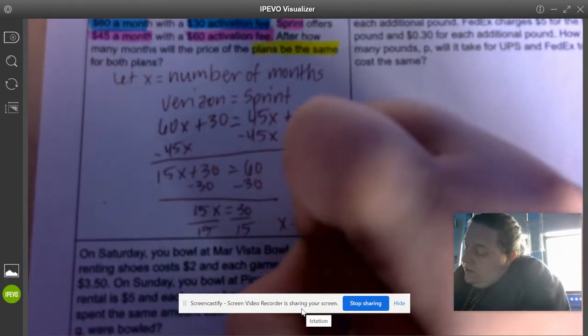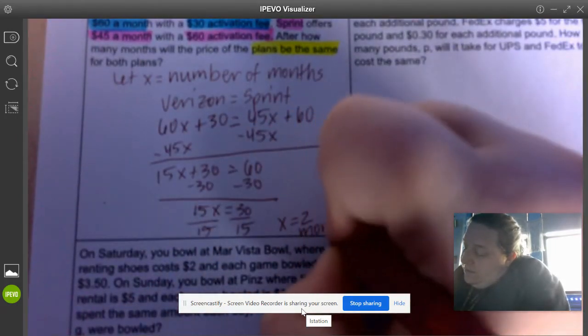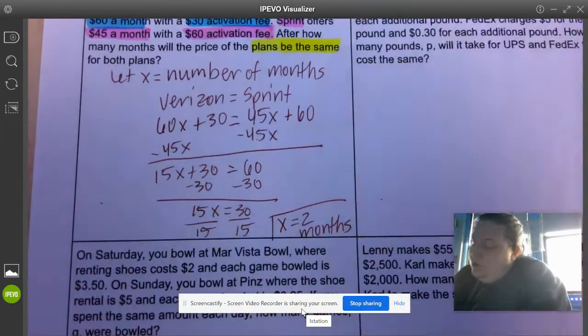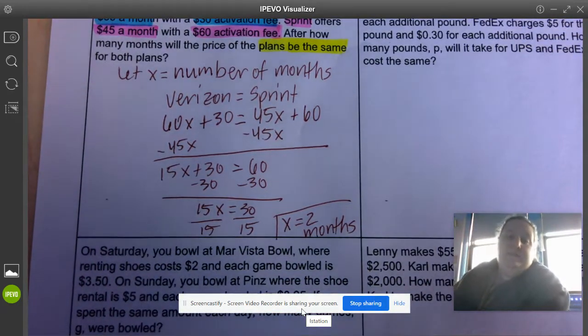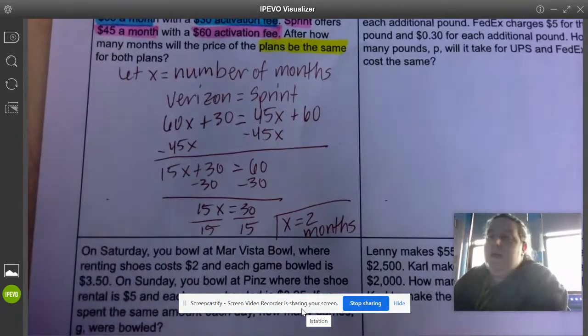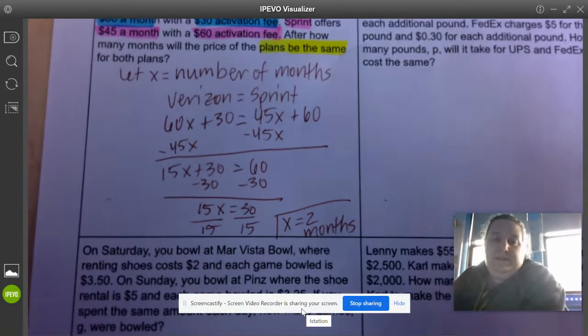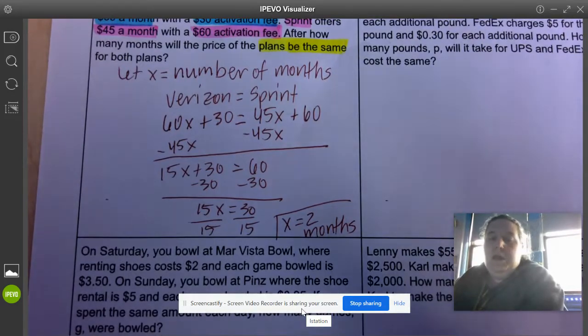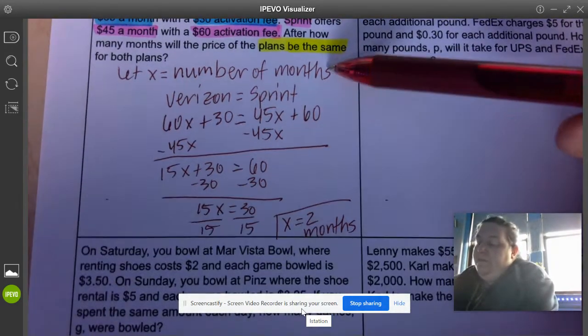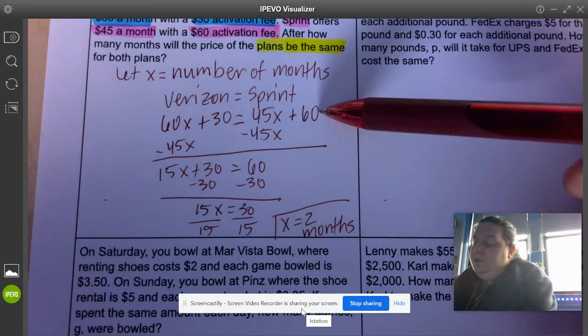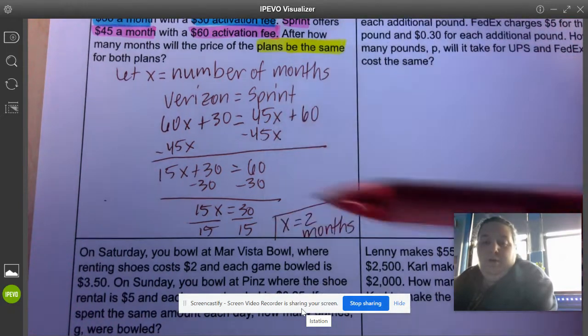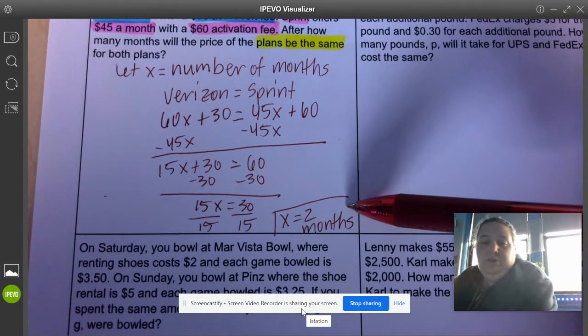And I get x equals 2, and then we need to label this months. So at 2 months, they will be the same. Before that and after that, they're not going to cost the same amount, but at 2 months, they will be the same. Okay. So you can see we defined our variable, we set up our equation, we solved it showing all of our steps, final answer with a label.